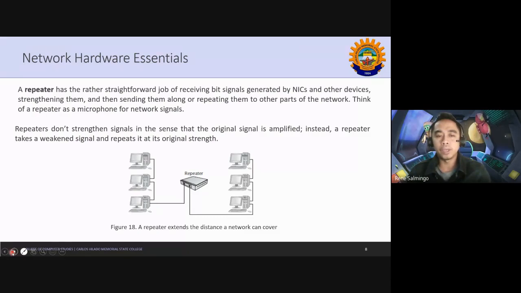It takes the weakened signals and repeats the original signal strength. So it repeats the signal, but it doesn't strengthen the signal. That's the difference between strengthening and repeating the signal.